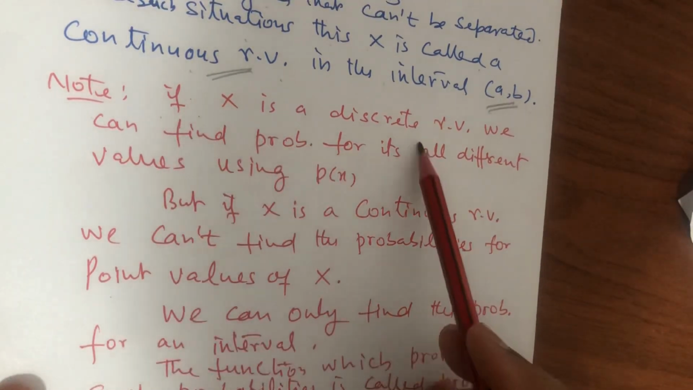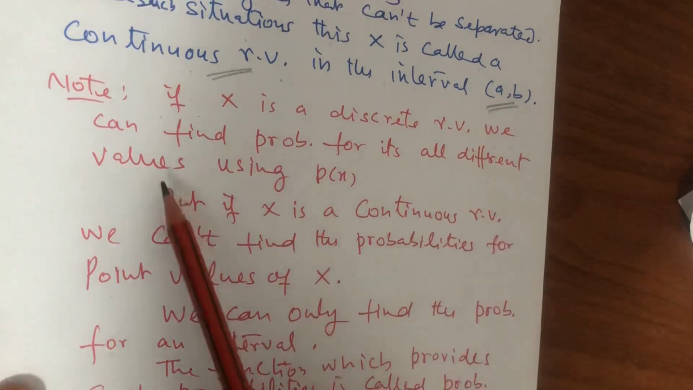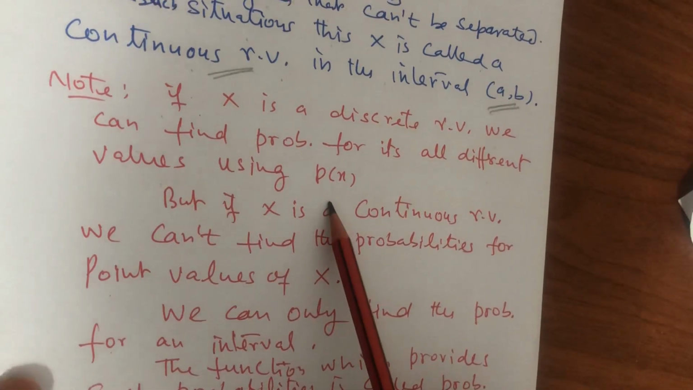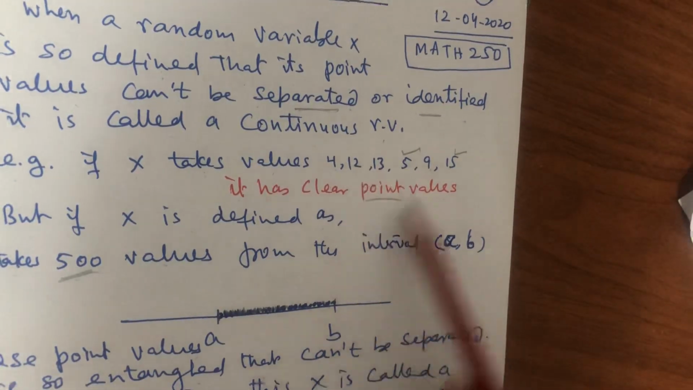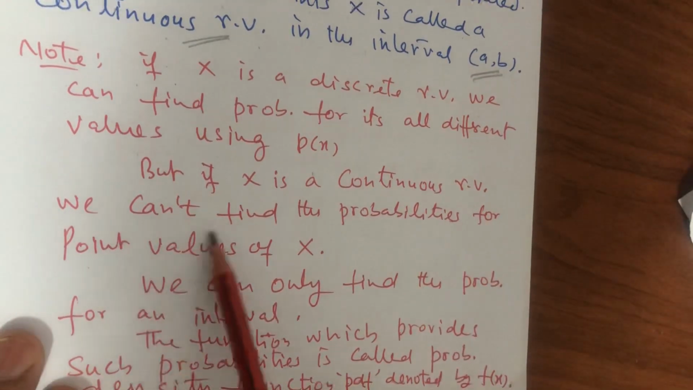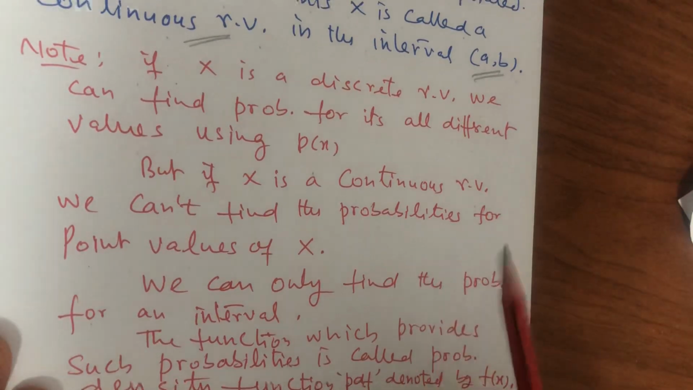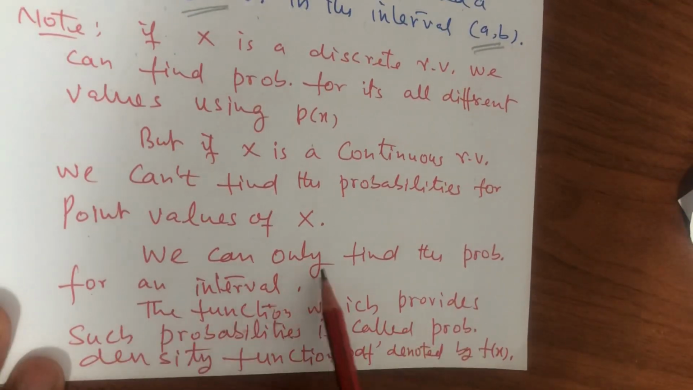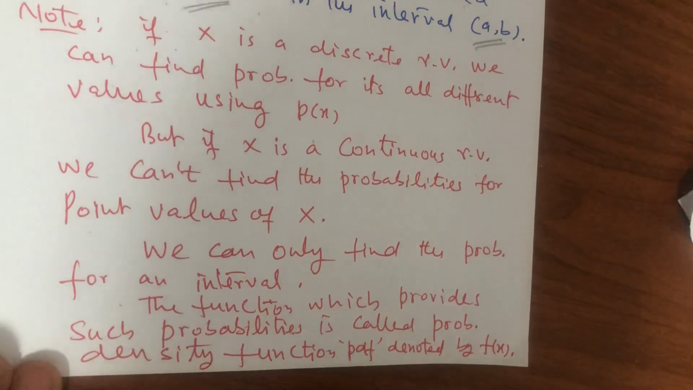If X is a discrete random variable, we can find probabilities for all its different values using P(x), for example the probability that X equals 4 or X equals 12. But if X is a continuous random variable, we cannot find the probabilities for point values of X, because we don't know the points. We can only find the probability for an interval: what is the probability within this interval? We cannot find particular values.